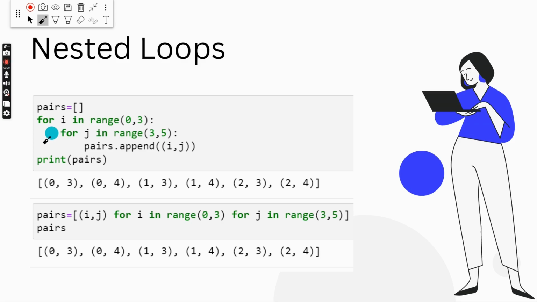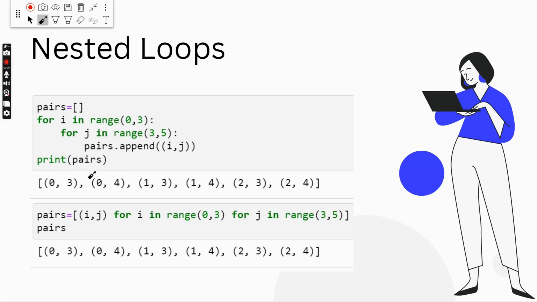Similarly, for this loop, for j in range 3, 5, this is a nested loop. Within this loop, we have an expression. Here, what we have done is we are creating a tuple and passing it as an argument to the append function, and we are appending it one by one to the pairs list, like 0 to 3 in i and 3 to 5 in j. So at the end we have printed pairs, this list, right?